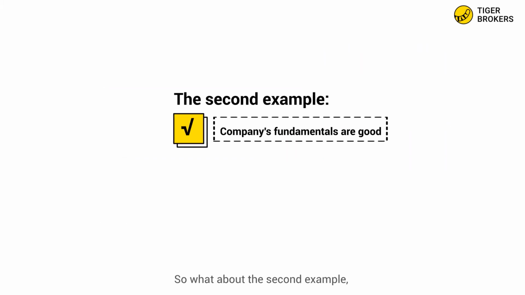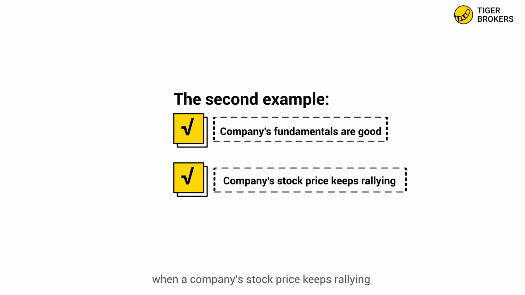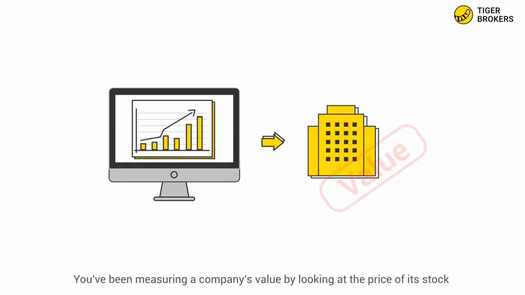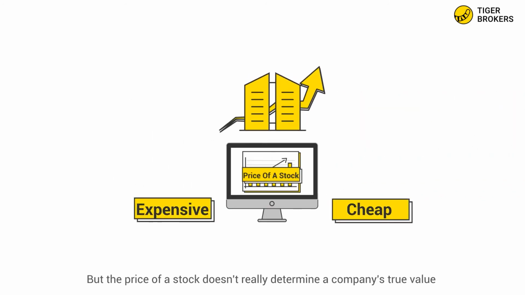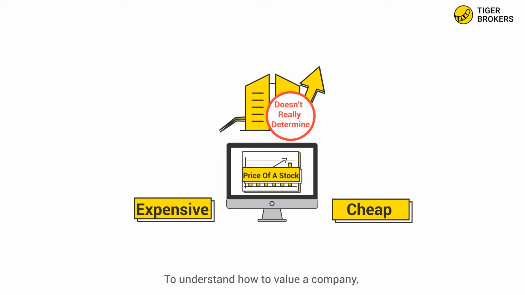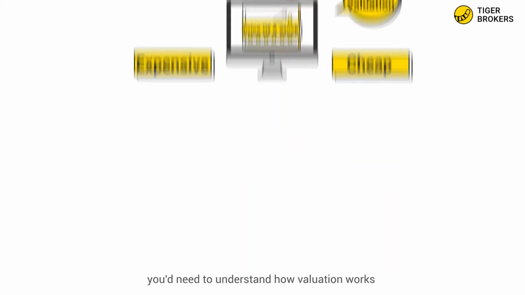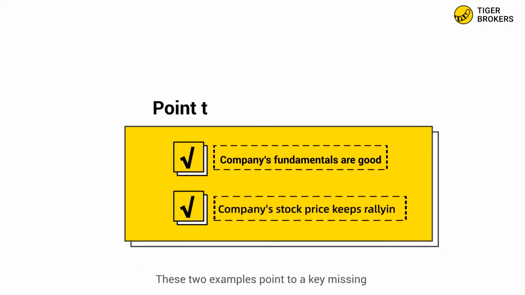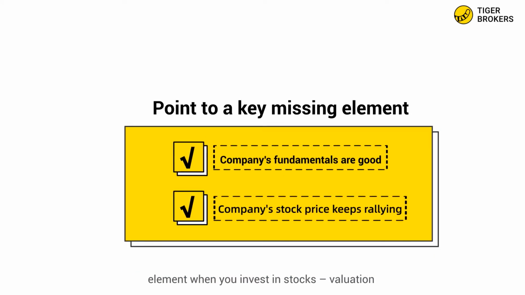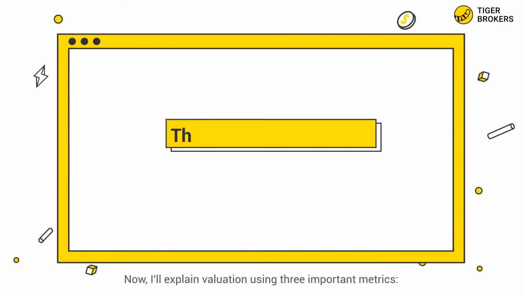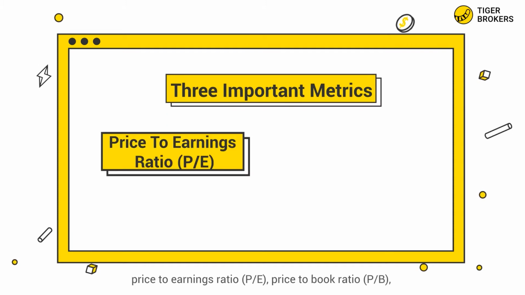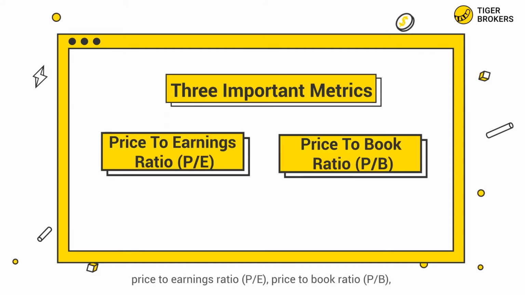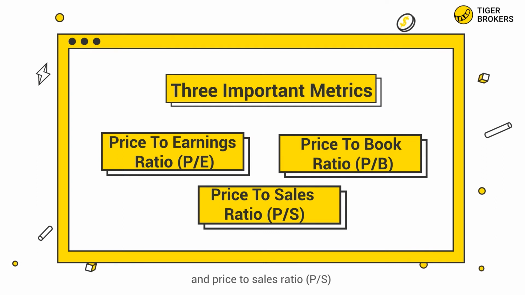So, what about the second example? When a company's stock price keeps rallying, you've been measuring a company's value by looking at the price of its stock. But the price of a stock doesn't really determine a company's true value. To understand how to value a company, you'd need to understand how valuation works. These two examples point to a key missing element when you invest in stocks: valuation. Now, I'll explain valuation using three important metrics: price-to-earning ratio, price-to-book ratio, and price-to-sales ratio.